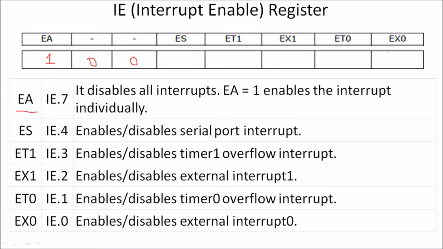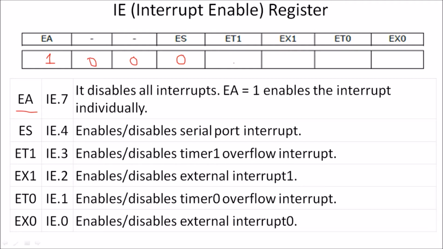These are the individual bits which can be used to enable or disable individual interrupts. For example, the ES bit is used to enable or disable the serial port interrupt. Whenever you want to enable this interrupt, this bit should be set to 1. We are going to see the example of timer 0 interrupt. So when you are using timer 0 interrupt, there is no need to enable this bit and this bit should be 0.